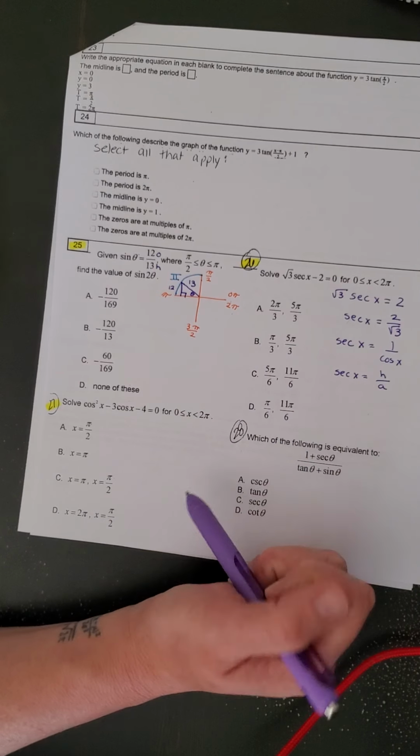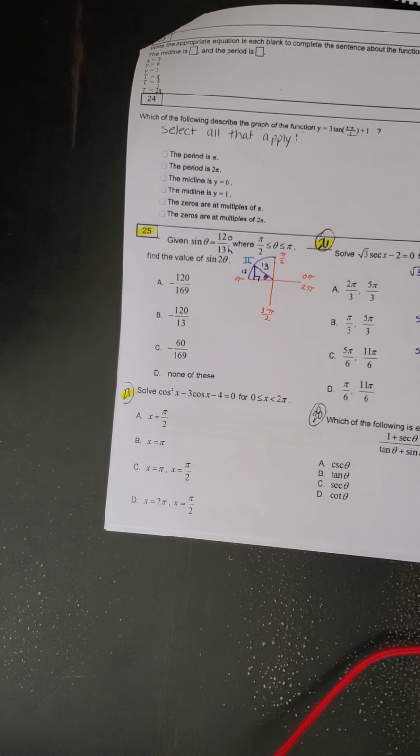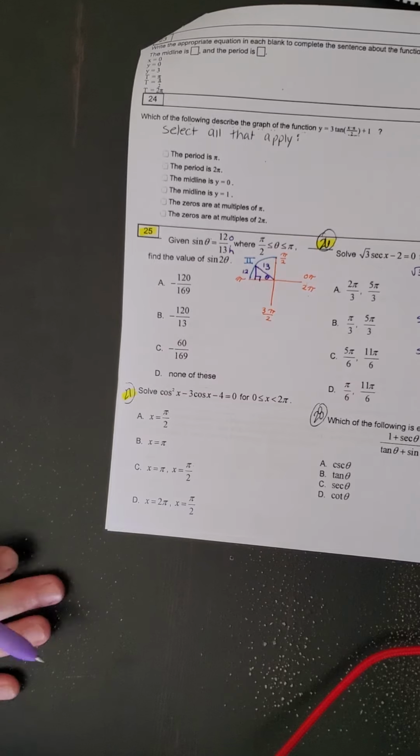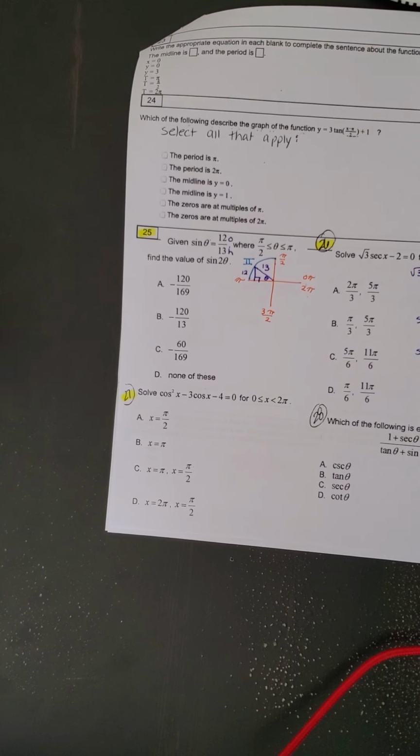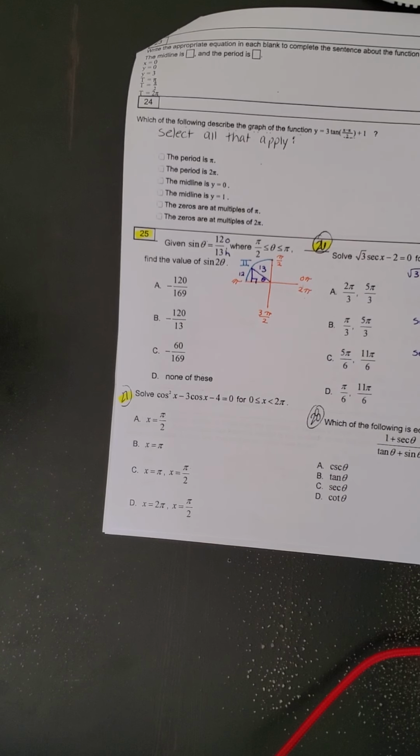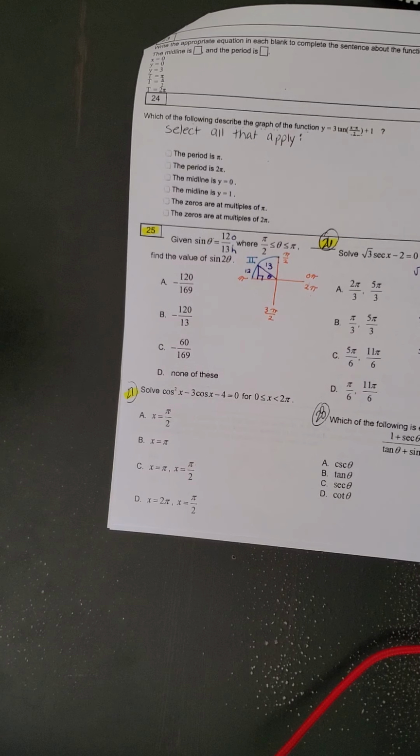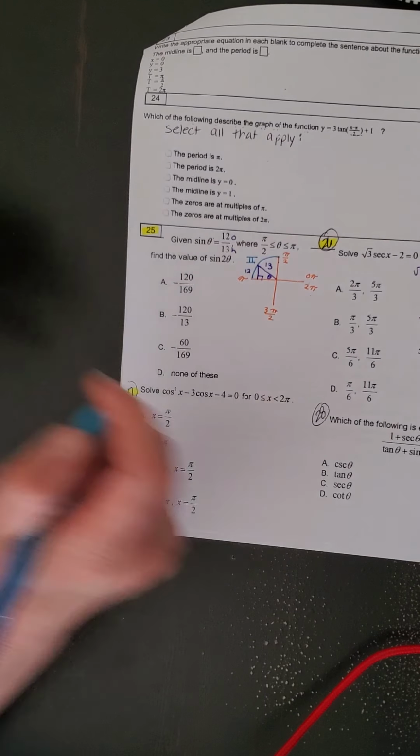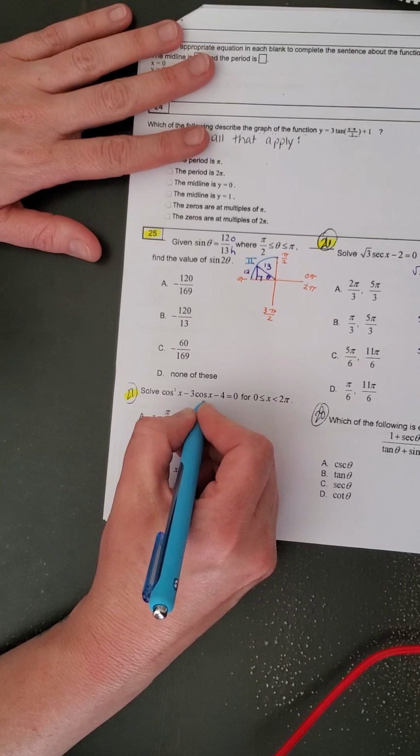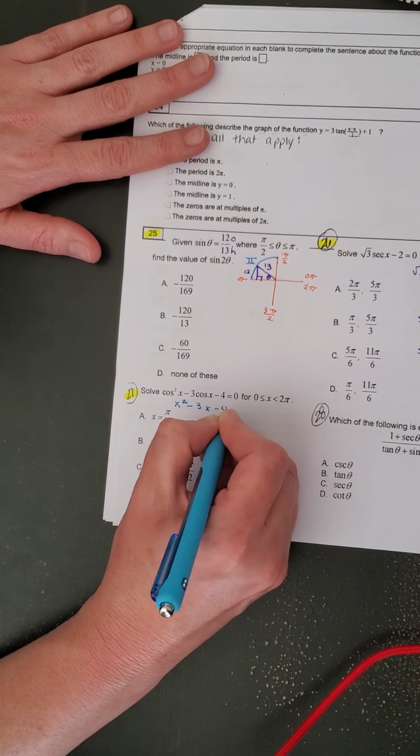All right, and the last one, number 27, to solve cosine squared x minus 3 cosine x minus 4 is equal to 0, for 0 is less than or equal to x is less than or equal to 2 pi. And so now, I don't think we actually did anything like this in the notes, so I'm going to explain it. So cosine squared x and then cosine x, this is like if I had something like x squared minus 3x minus 4 equals 0.